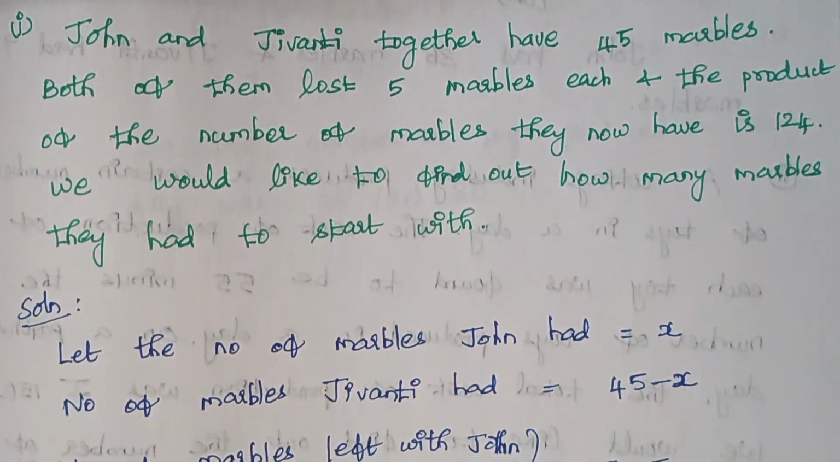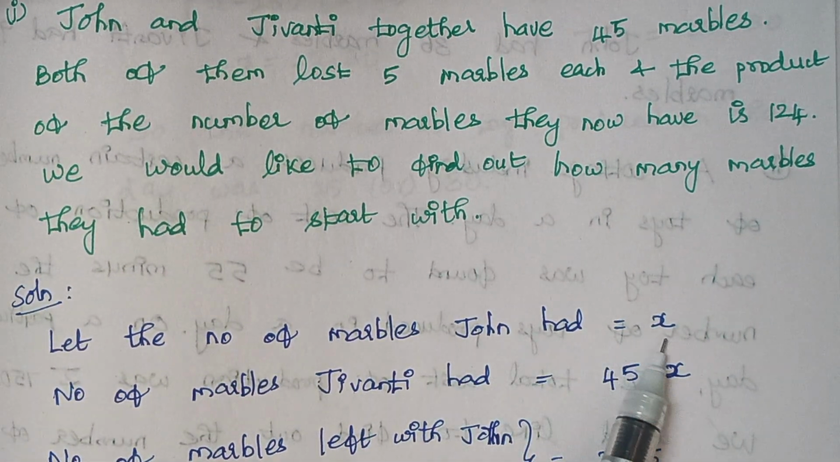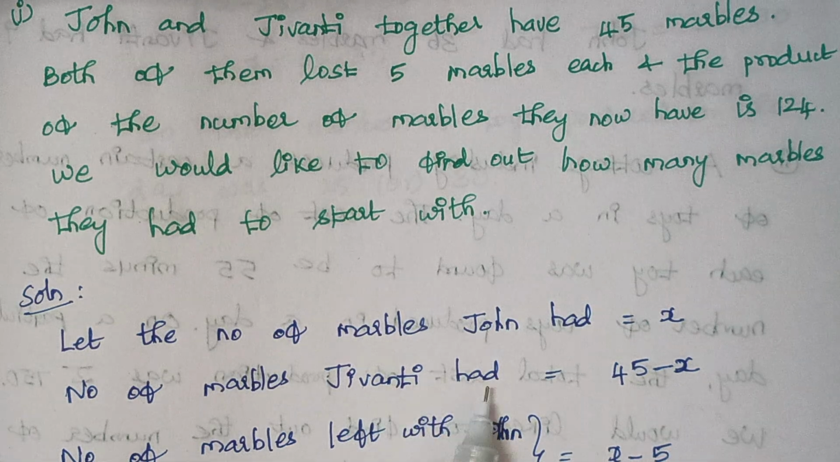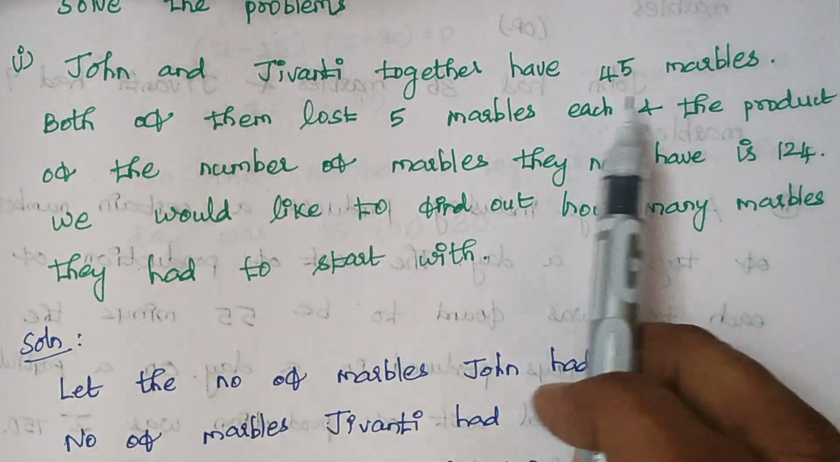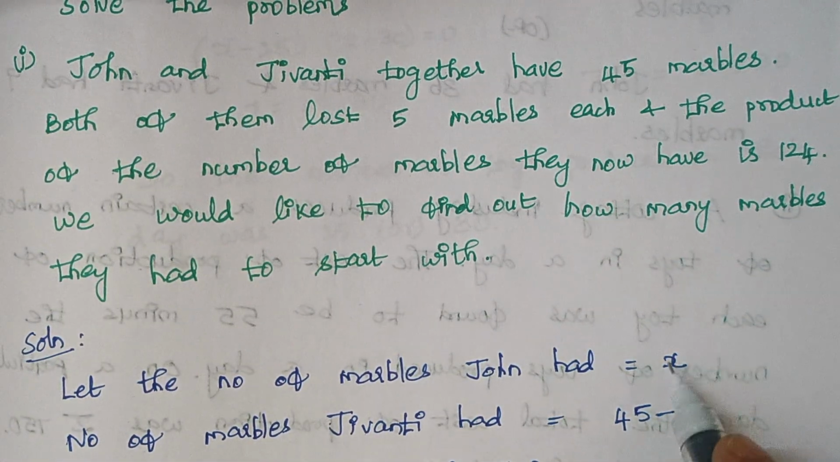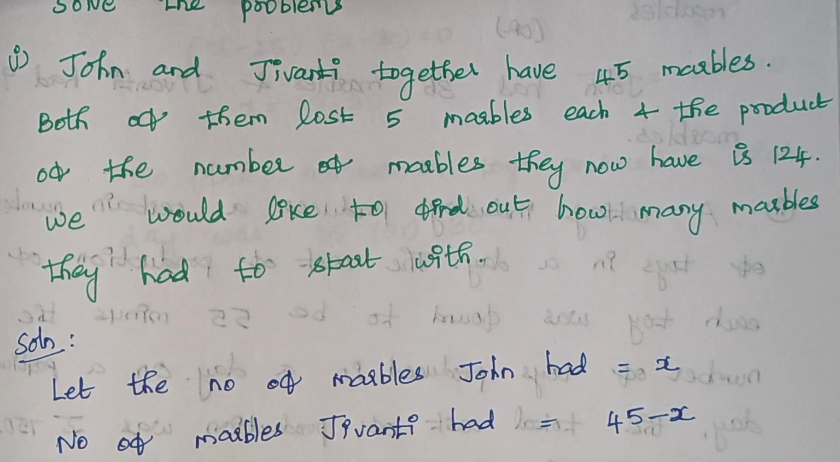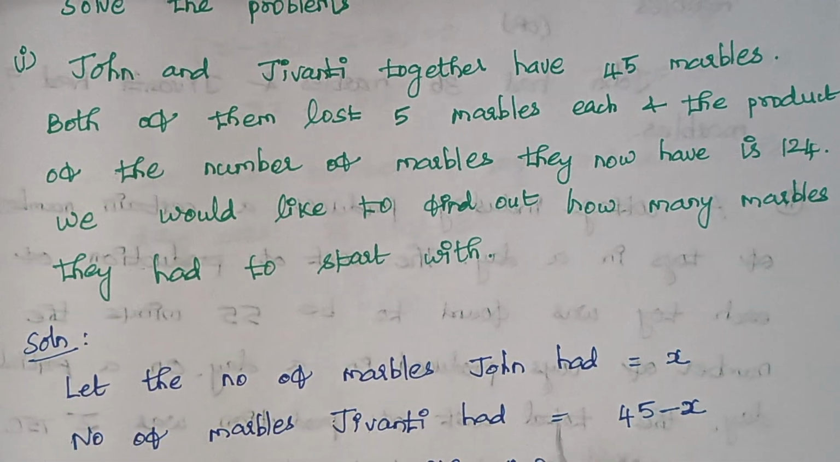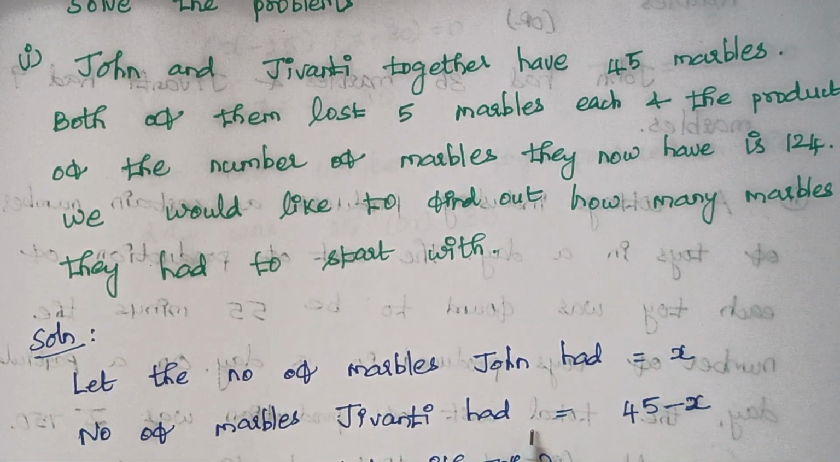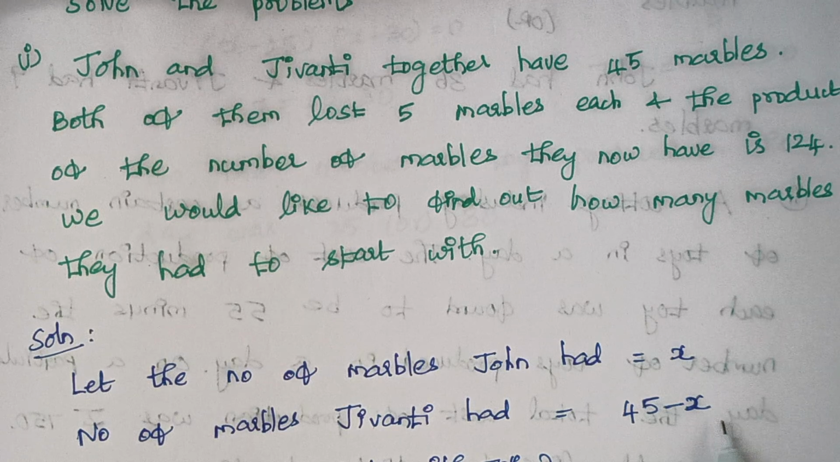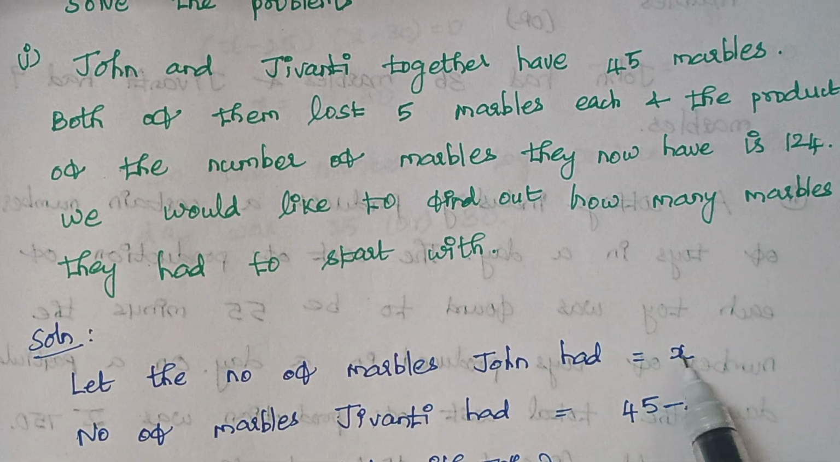So, here let the number of marbles John had be x and the number of marbles Jivanti had be 45 minus x, because both the people together have 45 marbles. If John has x, then the remaining marbles should be with Jivanti. Can you understand this statement? Because when you add these two things, it should end up with 45. When you add, the x and minus x get cancelled and we have 45.